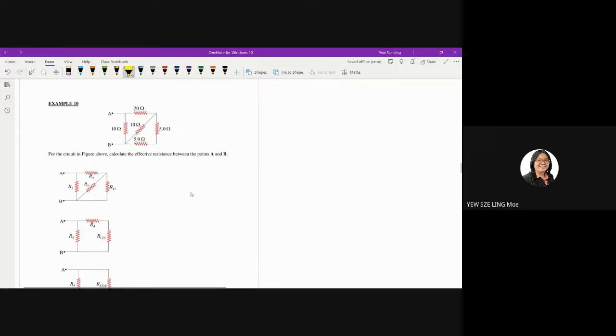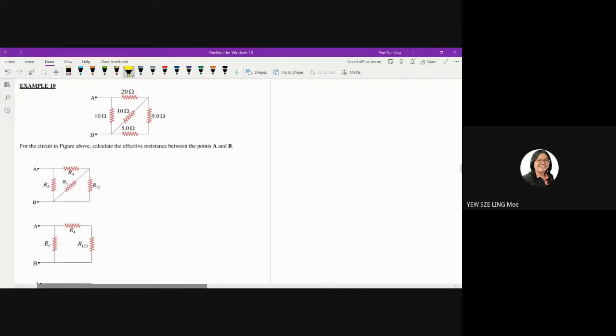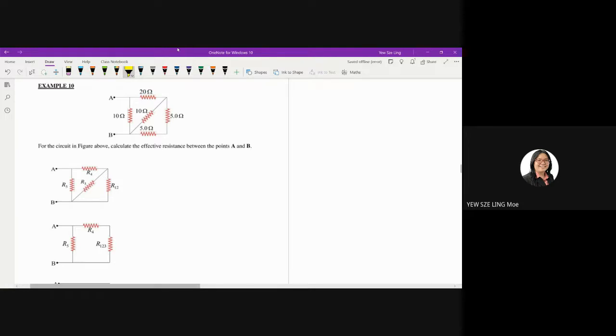So example 10. Okay, example 10, how to solve it exactly the same as how you simplify the capacitor circuit in chapter 2. So first of all, you have to look at the terminal. Terminal is here, A and B. Now we are going to start off from the part that is furthest away from terminal, which is this 5 ohm. So again, as usual, I like to give my diagram a name. So I'm going to call this R1, I'm going to call this R2, this one R3, and then this one R4, and the last one is R5.